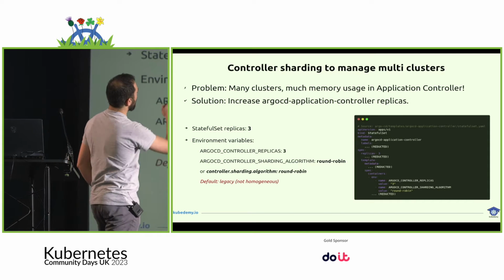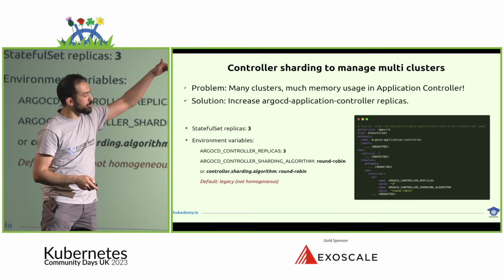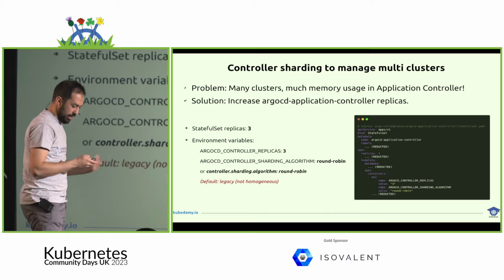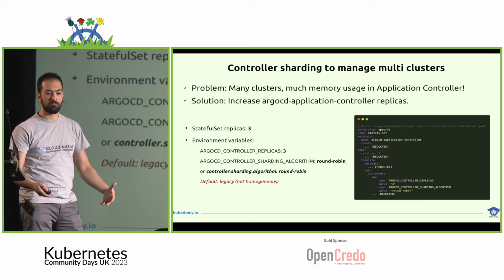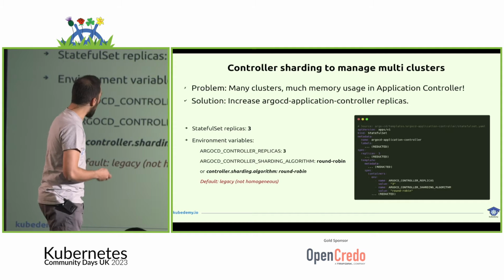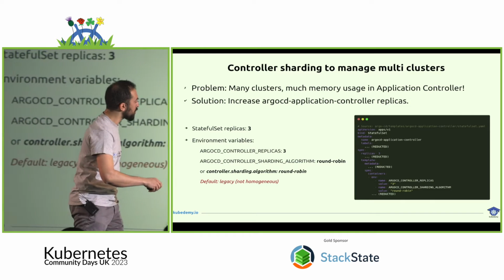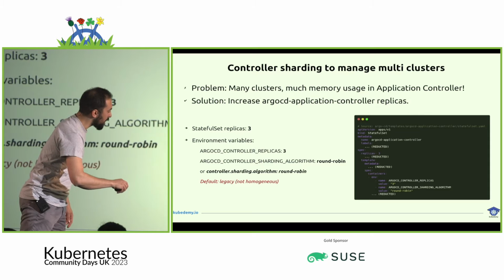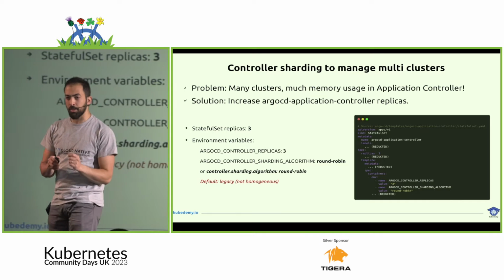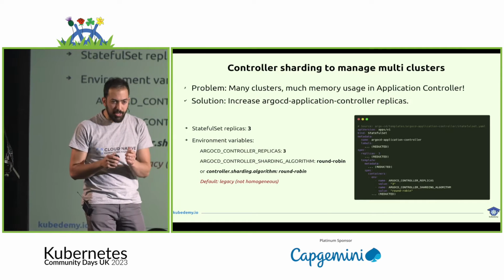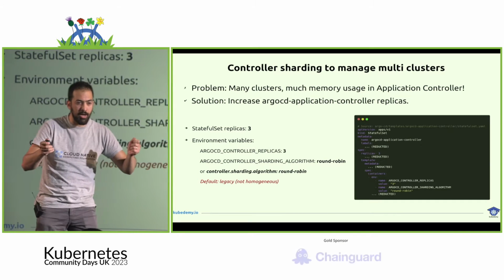The problem is many clusters. We have many clusters to manage, and memory usage in the application controller goes beyond what we expect. The solution is to increase the ArgoCD application controller replicas. That's the main idea. When you want to do that, you need to change the StatefulSet replica count, in addition to one environment variable to tell ArgoCD, OK, there are 3 instances of the application controller in place. Now you can distribute applications.